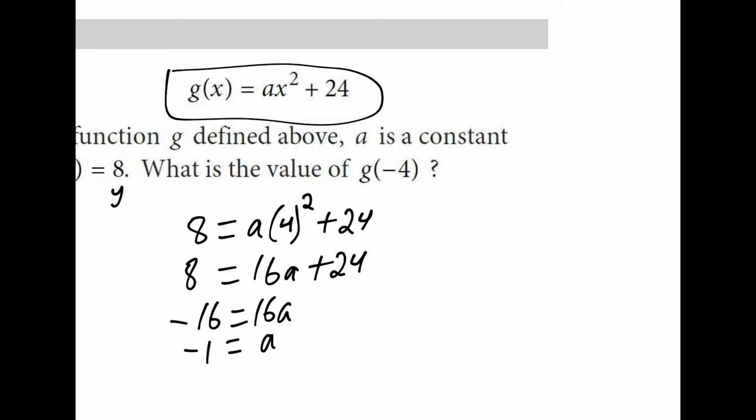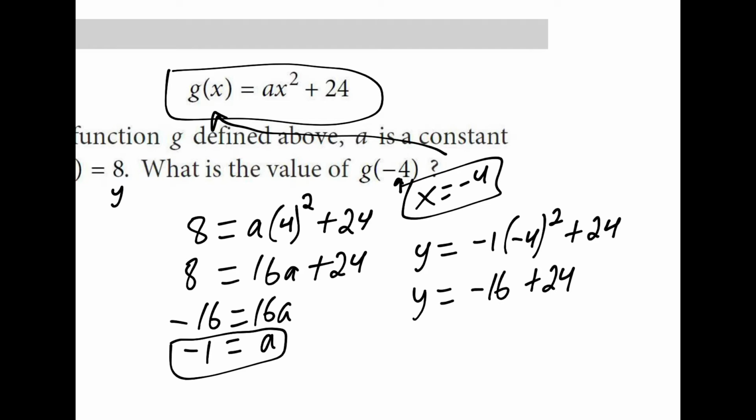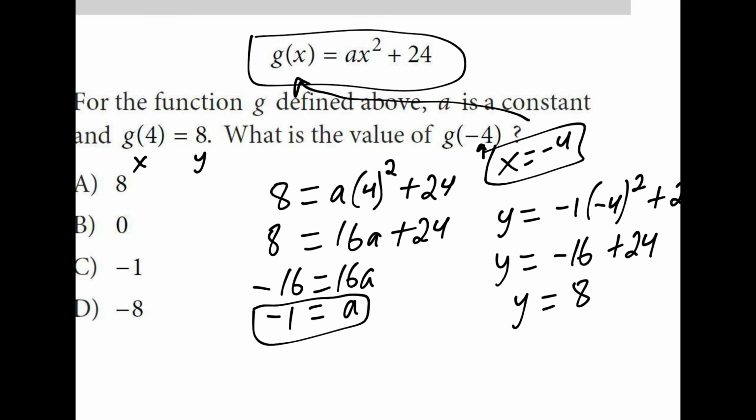Because now we can plug in that x is now negative 4, because they want to know what is g of negative 4. And we also know that a is negative 1. And now we're going to solve this for y. So if we plug in these values, negative 4 squared is a positive 16, multiplied by negative 1 is a negative 16. If we add that to 24, that's like subtracting, and the answer we get is 8. So the answer is A.